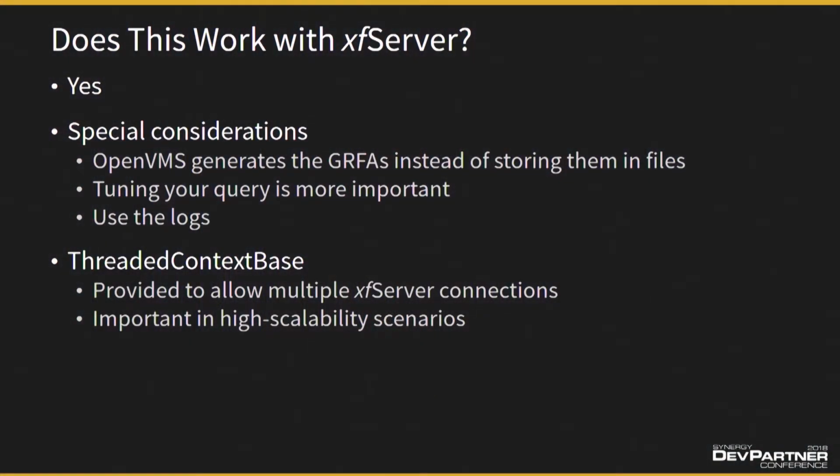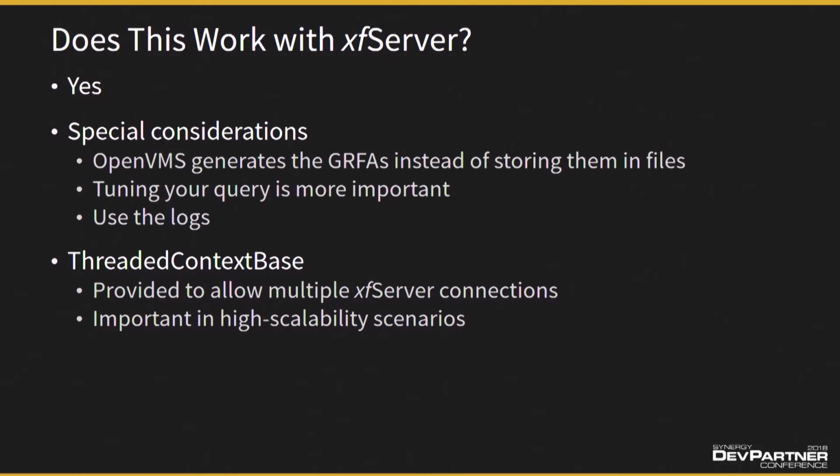The other concern with XF Server is if you want to have one XF Server connection for your entire process, you don't have to do anything. That's already handled for you. If you want to have more than one XF Server connection for your process, one per thread, then there's work that needs to be done there. And that work gets bundled up inside of threaded context base in Harmony Core. So that's one of the pieces that works together between the EF Core provider and Harmony Core in order to let you talk to multiple XF Server connections at the same time.